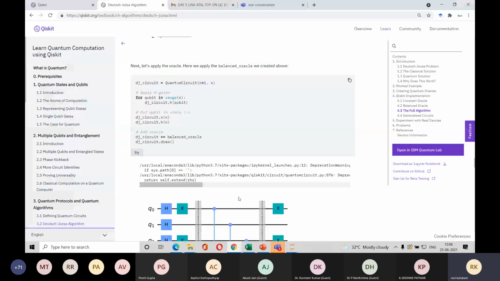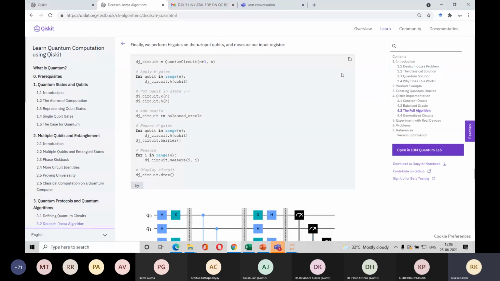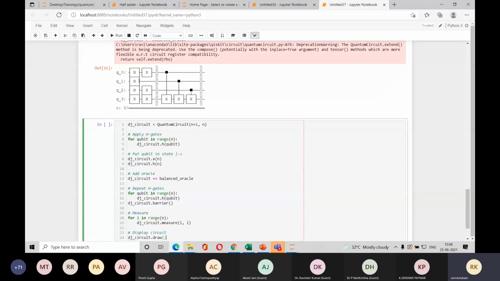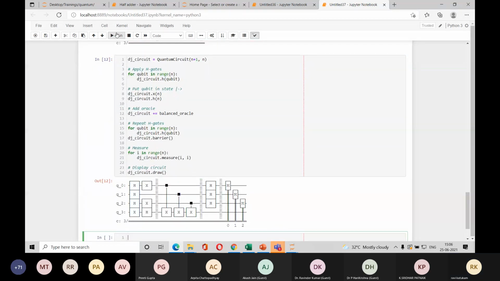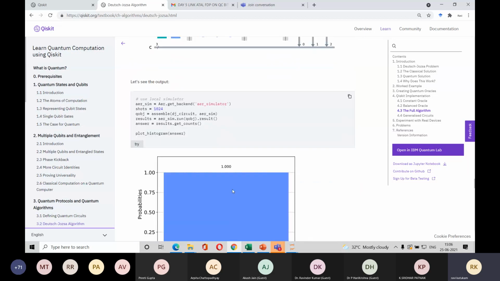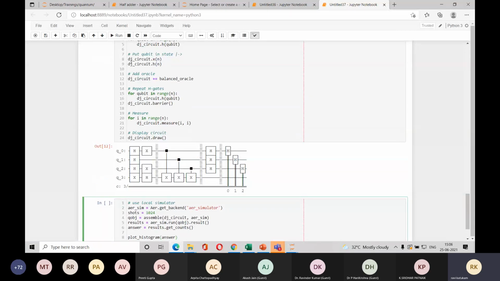So then we apply Hadamard before you go for measurement. Okay. These are the measurements we apply. Now the circuit is complete, and we will go and run in the Aer simulator. Okay. So we are going to use Aer simulator here.